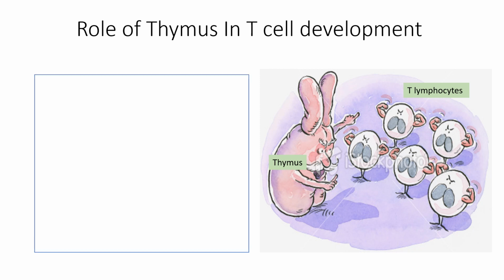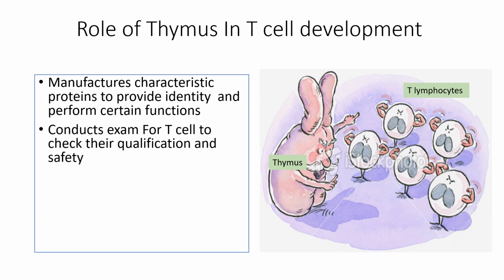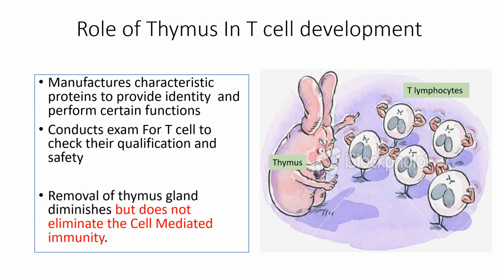Now the thymus is just like a school where the immature T cells are provided with the characteristic proteins which provide them an identity, and also provide the capacity to perform certain functions. The thymus also conducts an exam for these T lymphocytes to ensure that they are fully qualified and safe before they leave the thymus. So in the absence of thymus, the cell-mediated immune response is not eliminated, but it is rather diminished.